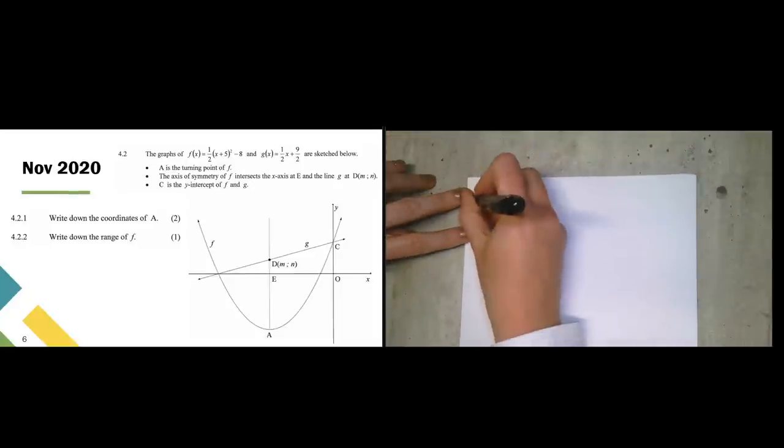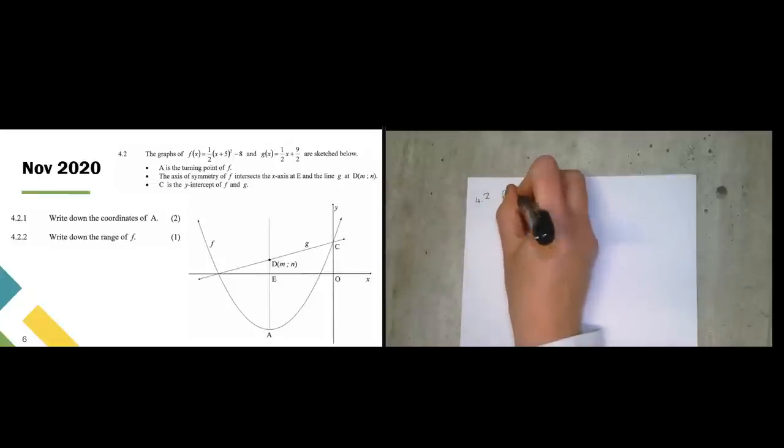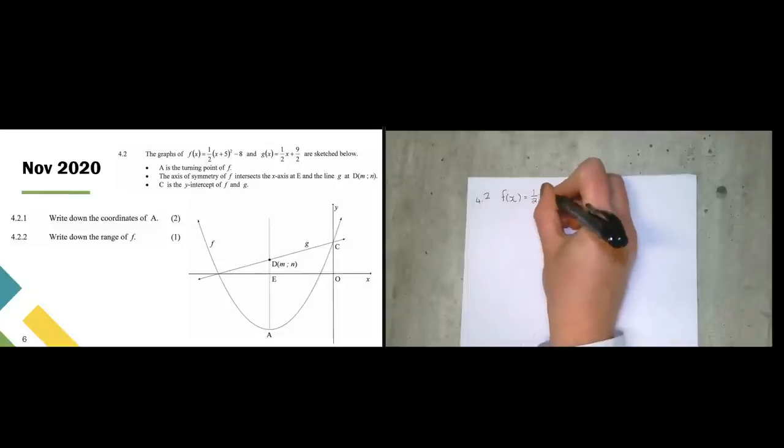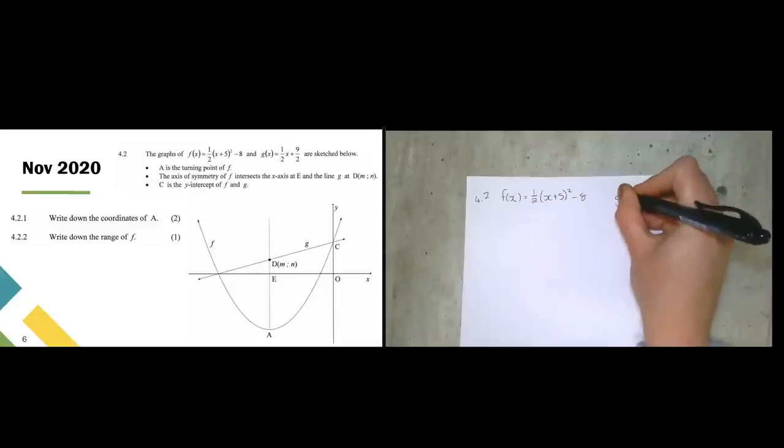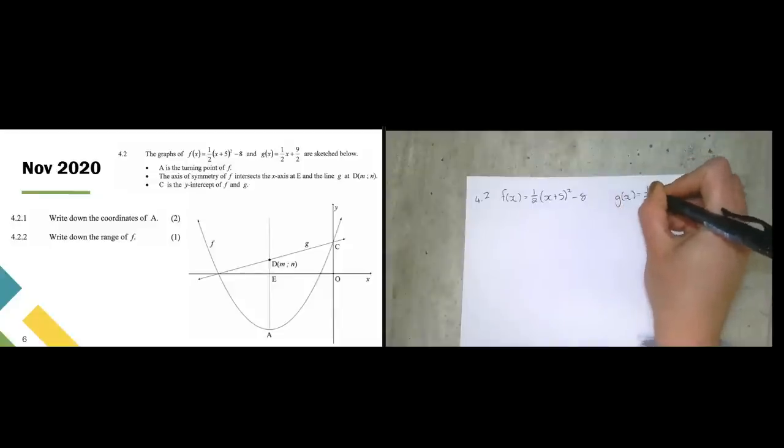November 2022, still question 4.2. They've given us the graph and they said f(x) is equal to 1/2 (x plus 5) squared minus 8, and g(x) is equal to 1/2 x plus 9 over 2, sketched below. A is the turning point of f. The axis of symmetry of f intersects the x-axis at E and the line g at the point D. C is the y-intercept of both the f and the g graphs.